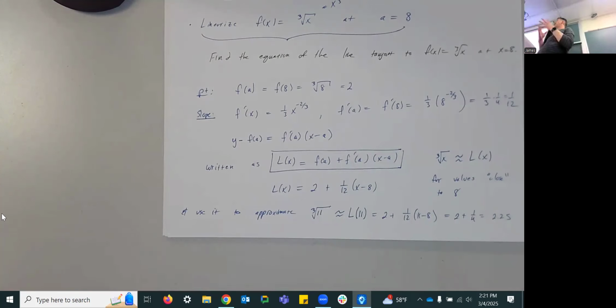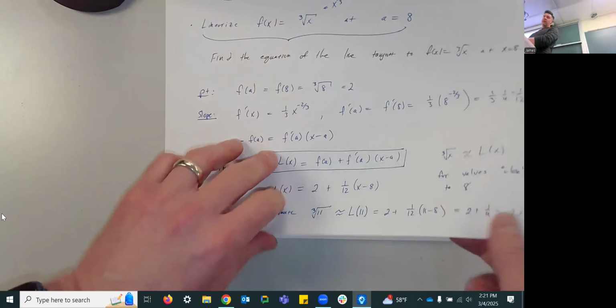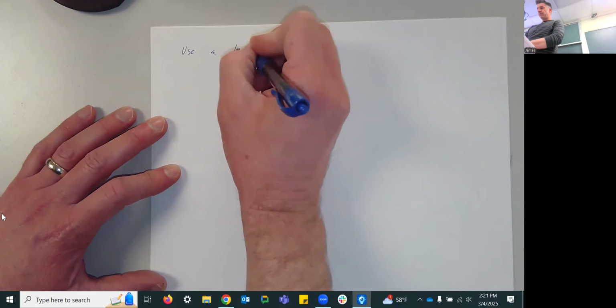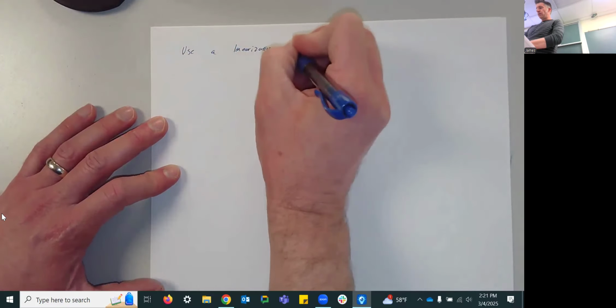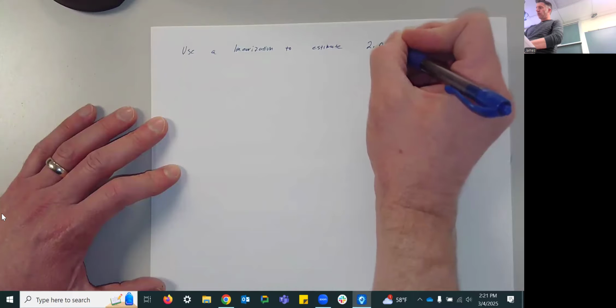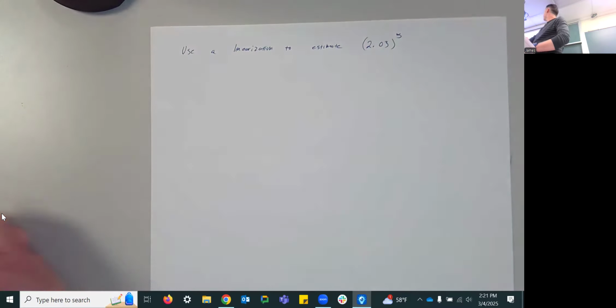So that's kind of the general idea of linearization, is you can use it to approximate things. Let's look at another example, a more typical way of writing this kind of question. If I was asking a question like this, I might phrase it the following way. Use a linearization to estimate 2.03 raised to the 5th power. I'm pretty sure it's going to be close to 32, because I know that 2 to the 5th is 32.